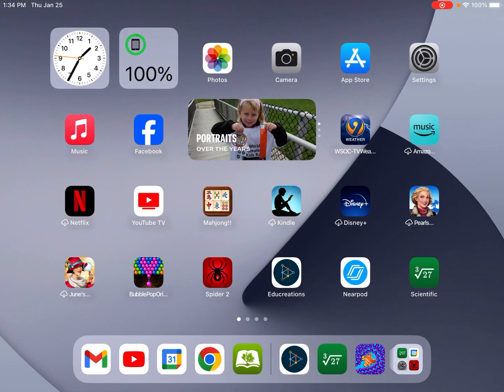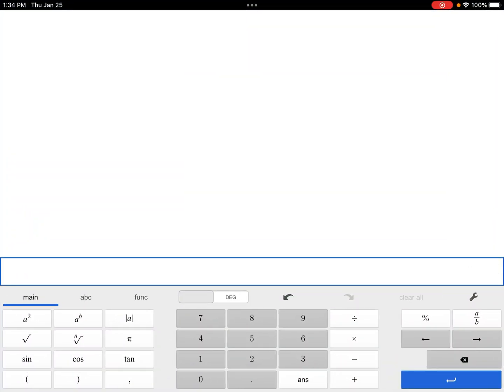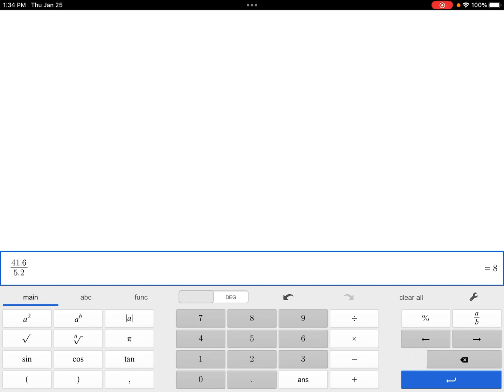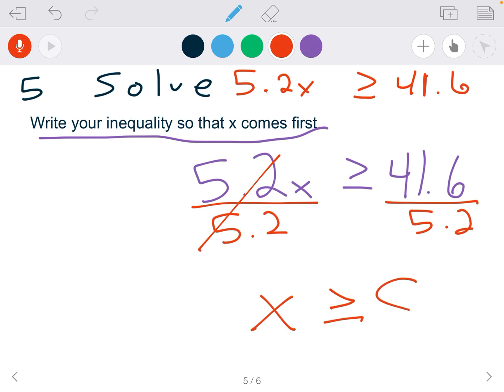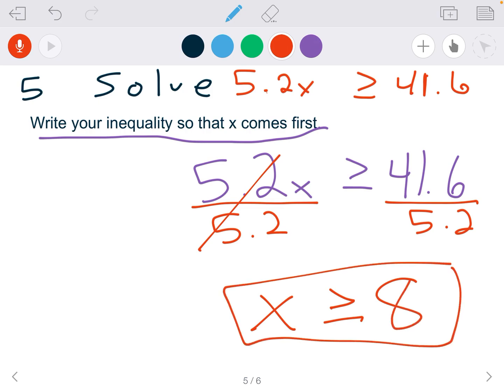So in my decimals calculator, I'm going to do 41.6 divided by 5.2. I can see my answer is 8 there. So my 8 would go here. So that's what I would type in the answer box. All right, watch your inequality signs.